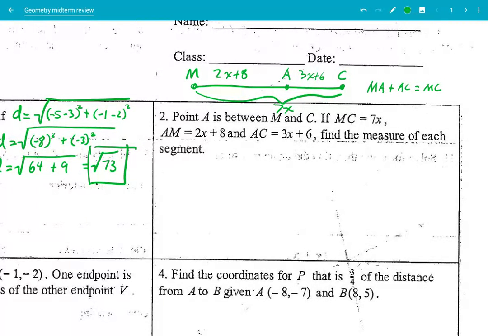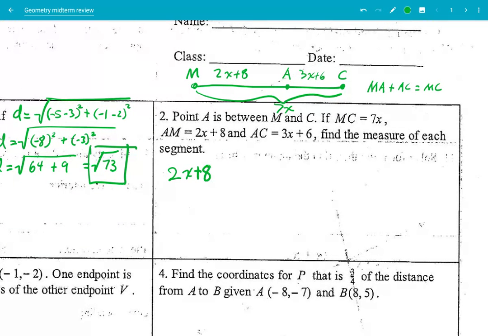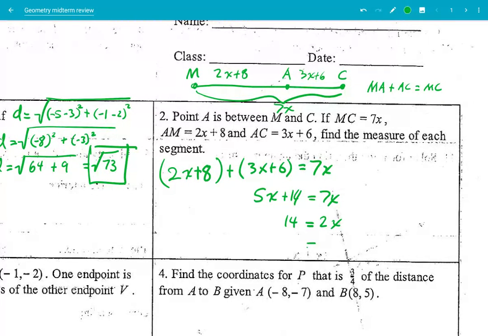All right, 2x plus 8 plus 3x plus 6 equals 7x. All right, let's see. This is 5x on this side plus 14 equals 7x. So let's subtract 5x from both sides, and that means x is 7.